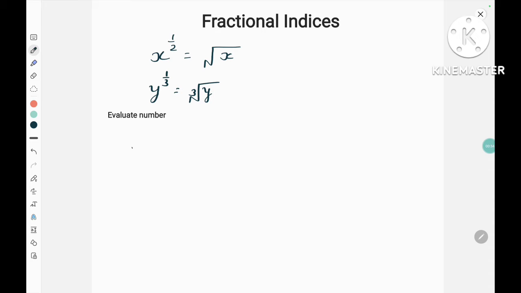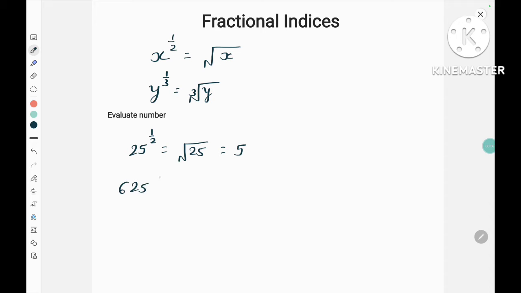Evaluate the number 25 to the power of half. We can write it as root of 25, and root of 25 means what? Root of 25 is equal to 5, because 5 times 5 is 25, right? Okay, let's see a few more examples.